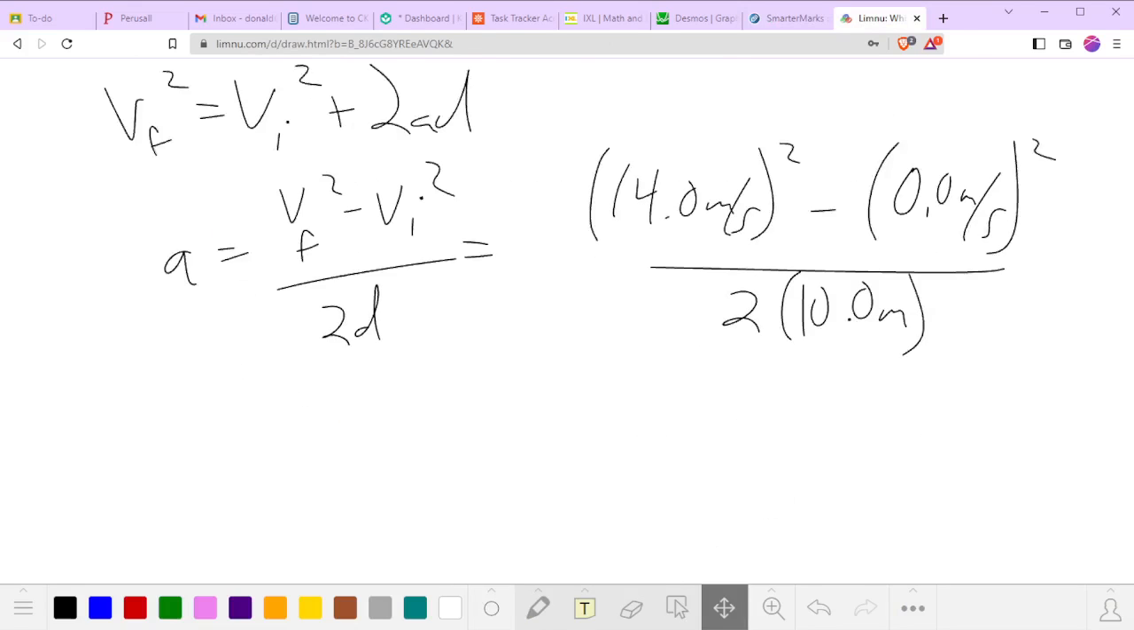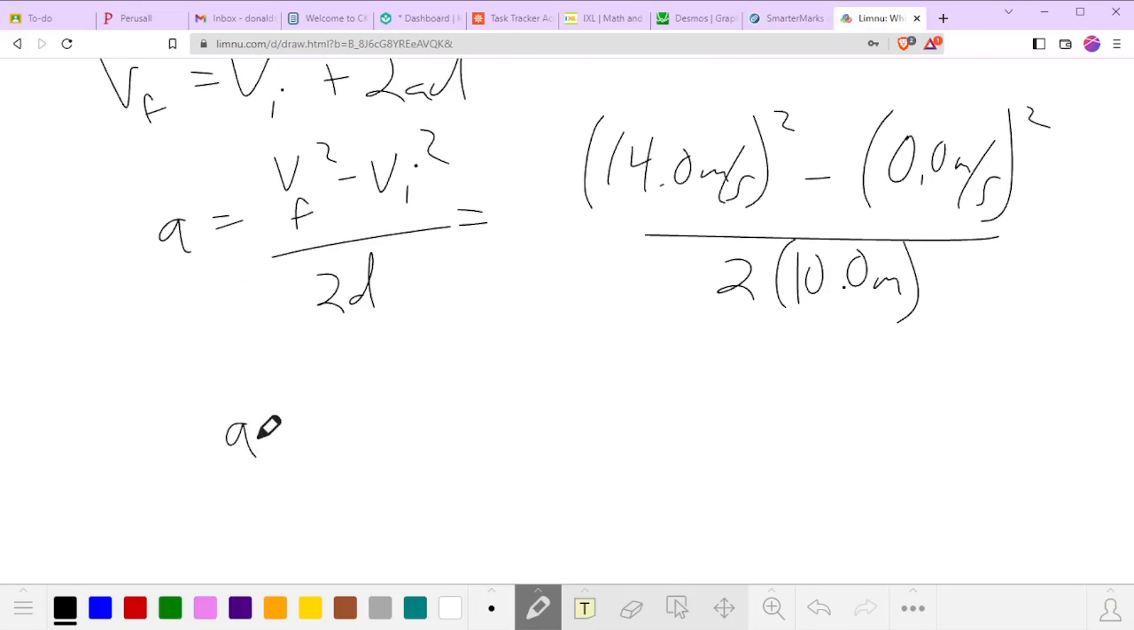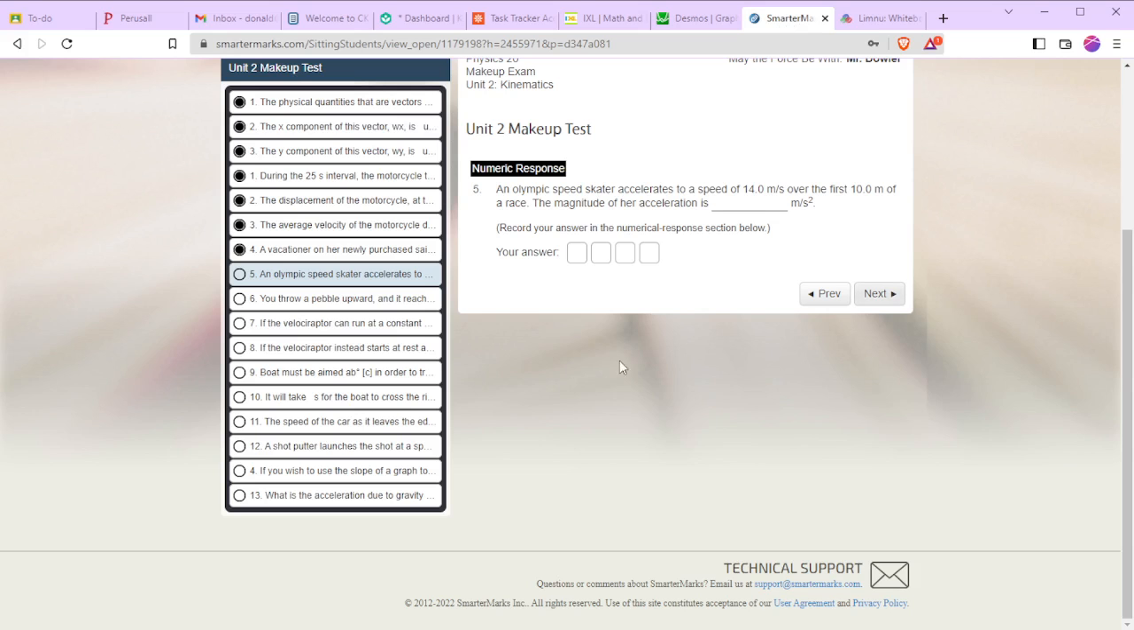So everything we've been provided has been provided to 3 significant digits. So 14 squared divided by 20. The acceleration comes out to 9.8. And again, everything we're given is given to 3 significant digits.